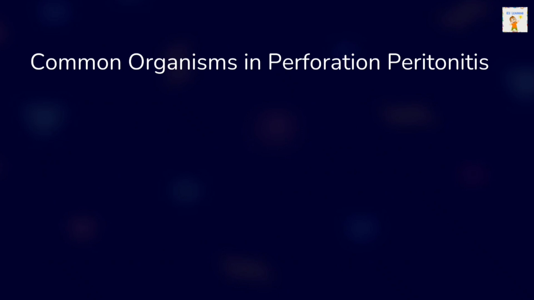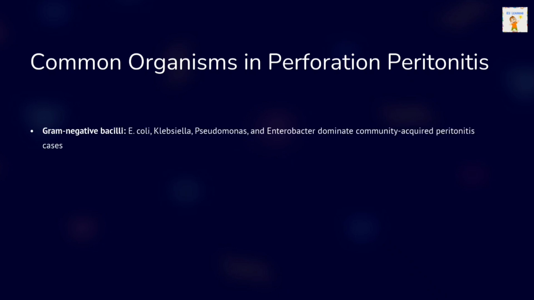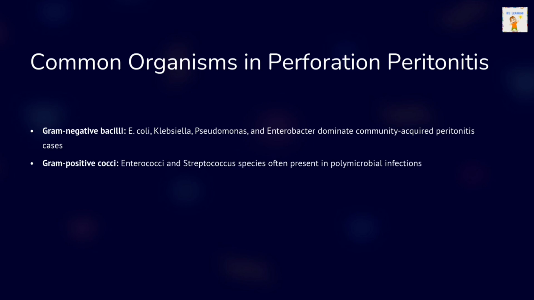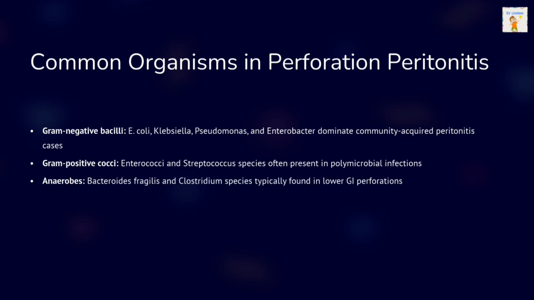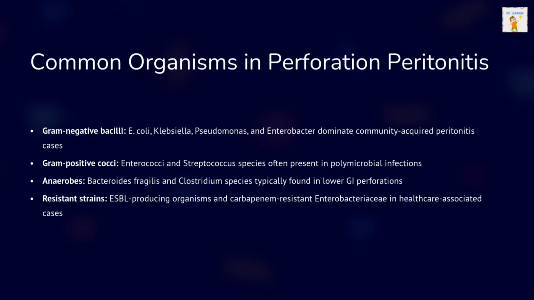First, when we choose an antibiotic, we need to know the common organisms in perforation peritonitis that we are targeting. Let's see one by one. Gram-negative bacilli, including E. coli, Klebsiella, Pseudomonas, and Enterobacter species for community-acquired cases. Gram-positive cocci, including Enterococci and Streptococcus species, which are part of polymicrobial infections. Anaerobes like Bacteroides fragilis and Clostridium species, typically in lower GI perforations.